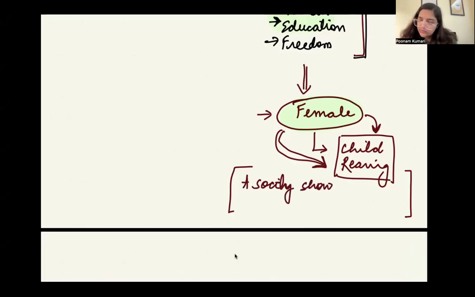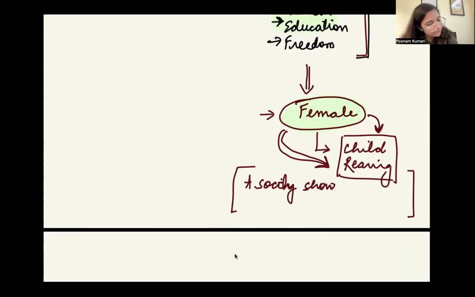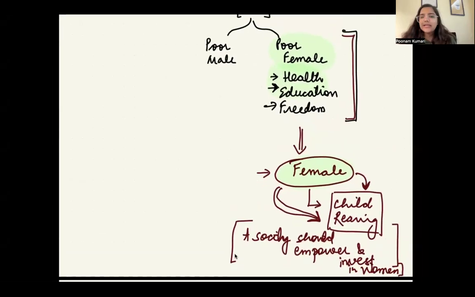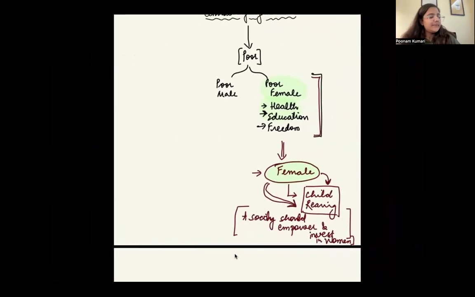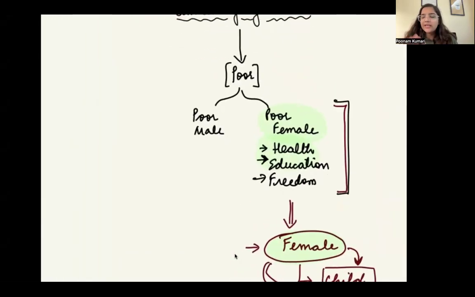So that is precisely the reason that a society should empower and invest in women. So we are not saying don't invest in males. We are not saying that, but we are saying this is a special group because if you consider the poor, they are doubly affected. First, they are affected because of poverty. Second, they are affected because of gender.